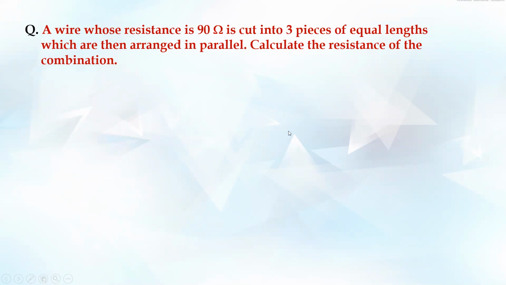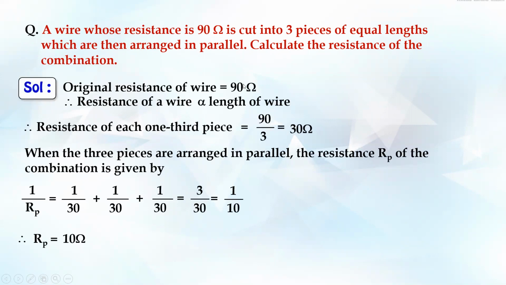So we go for the solution for this. Original resistance is 90 and we know resistance is proportional to length. The length decreases, resistance also decreases by the same amount. Here the length decreases by 3 times, you know, the wire is cut into 3 pieces. So if the length is 1/3, the resistance will also be 1/3. That is 1/3 of 90 is 30, and they are connected in parallel.